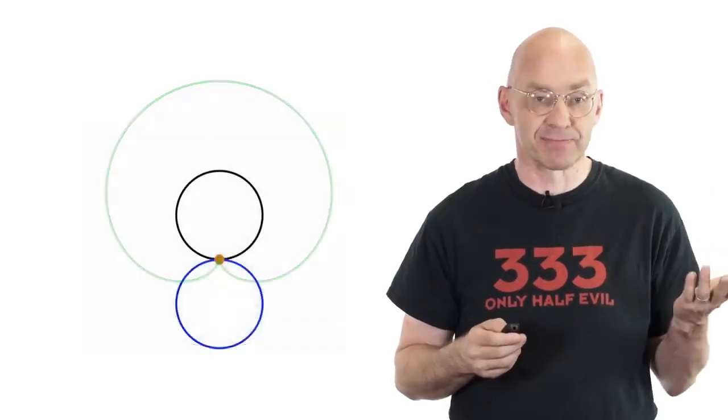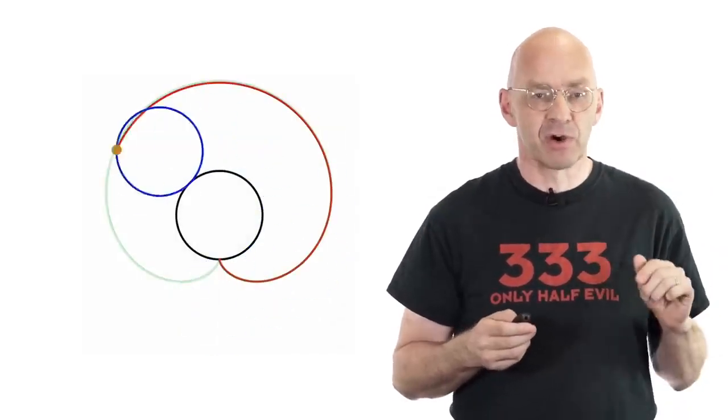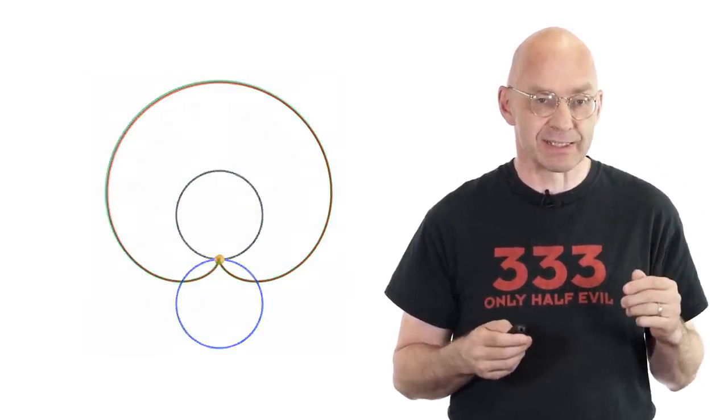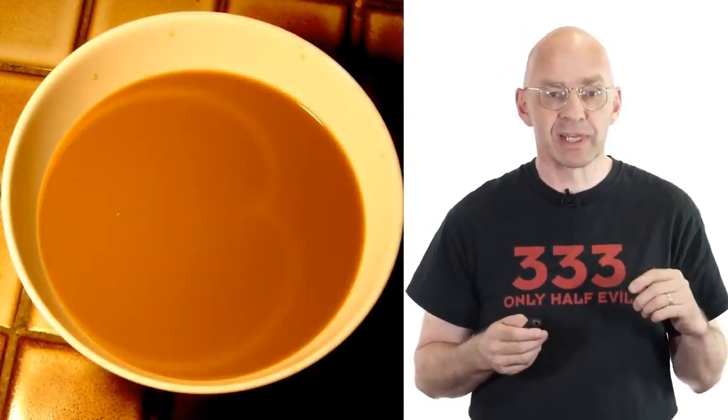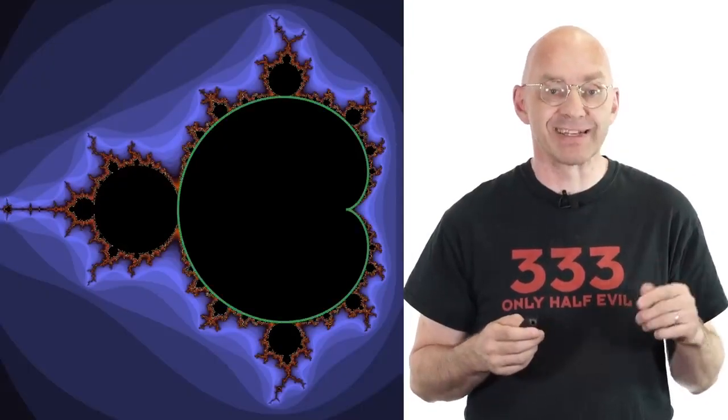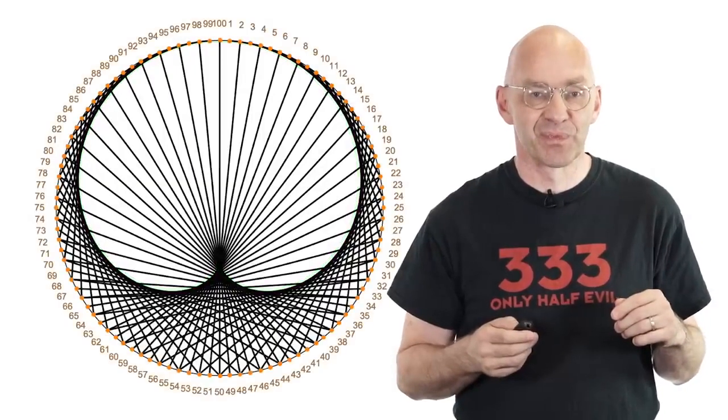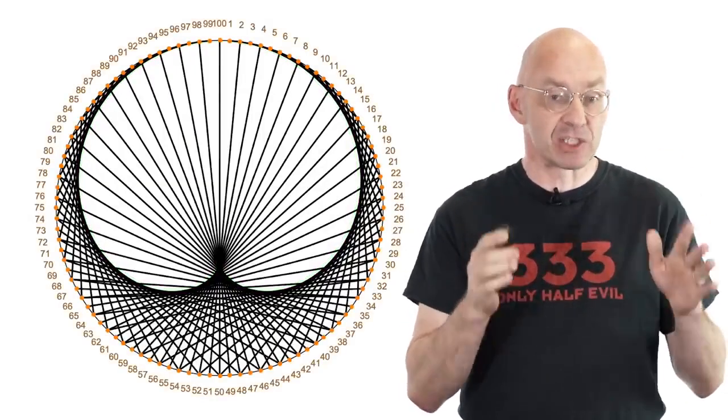For example, it's the curve you get when you roll a circle around another circle of the same diameter, like this. It's also the curve that you often see in cups on sunny days. Okay. And it's the curve that takes center stage in the Mandelbrot set. There, Mandelbrot set, and there it is. Actually, there's more, much more.